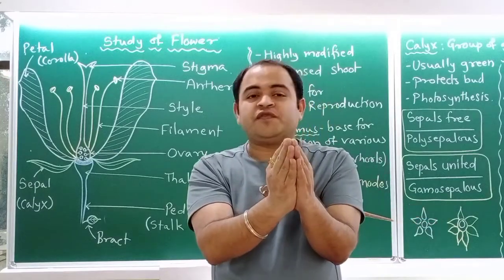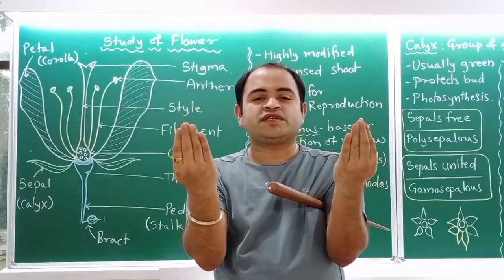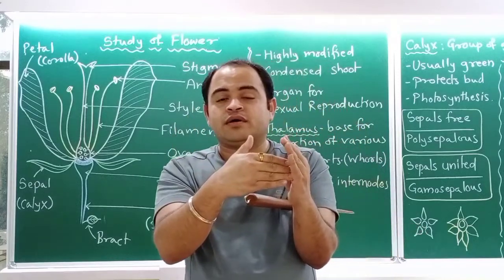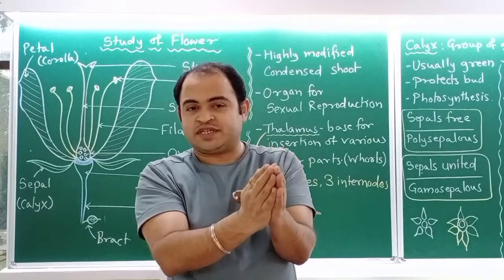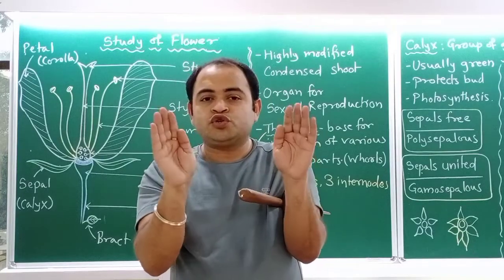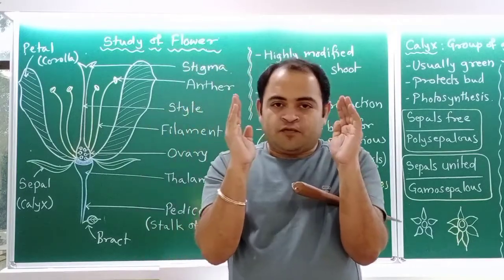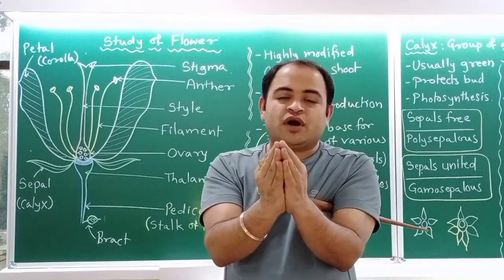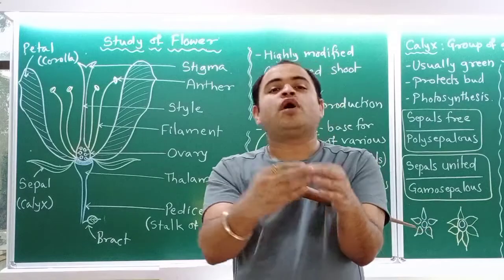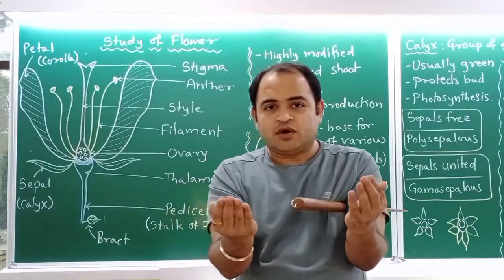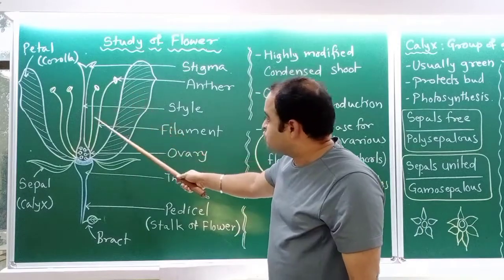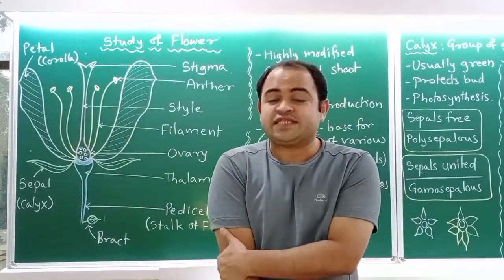Anther, if it is bilobed, then there are 2 lobes, and each lobe has 1 septum and 2 locules present. So 2 into 2, 4 locules and 2 chambers, or what we can say 2 halves, we can call it 2 lobes easily. So this is the typical male structure.